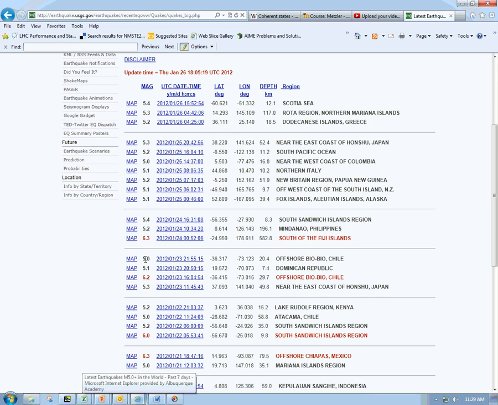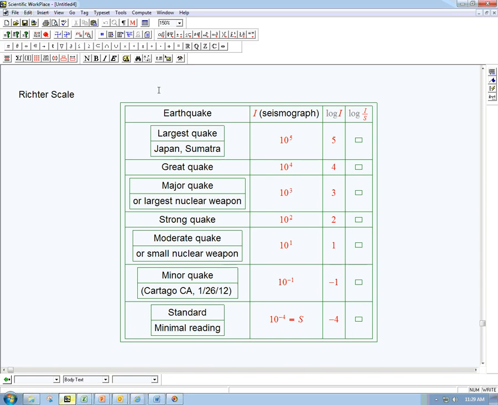What's the difference between a magnitude 5 and a magnitude 6.3 earthquake? Or what is the difference between that and, say, a magnitude 9 earthquake, like the one in Japan last year, or the one that caused the tsunami about 7 years ago, the biggest earthquakes? And what's the difference between these and a magnitude 2 earthquake? What would that mean? Well, let's look at this table.